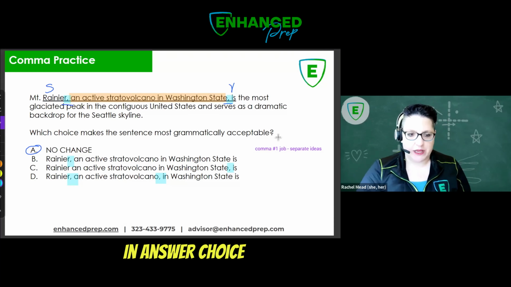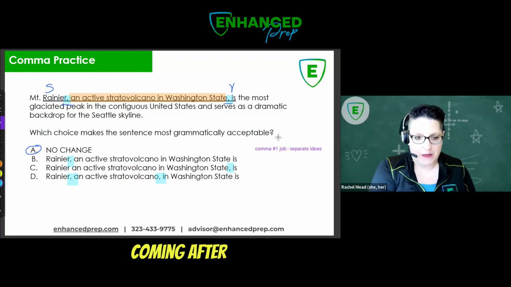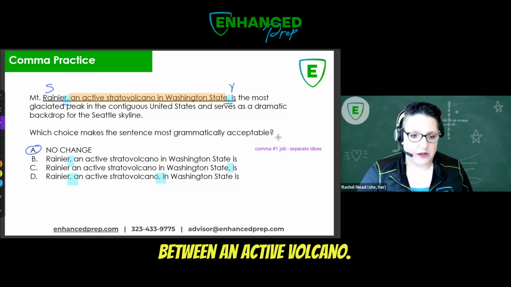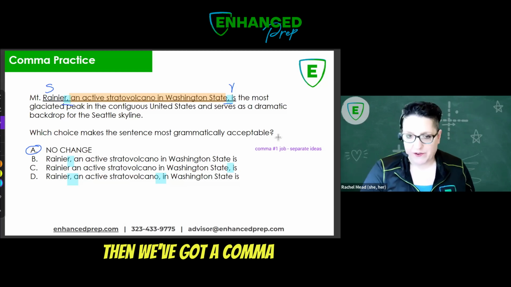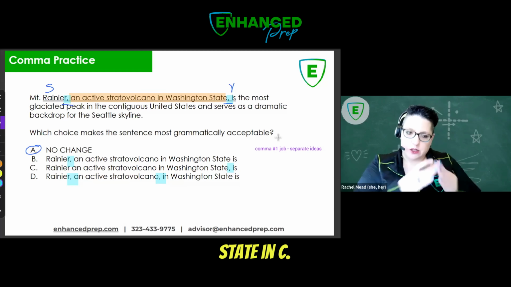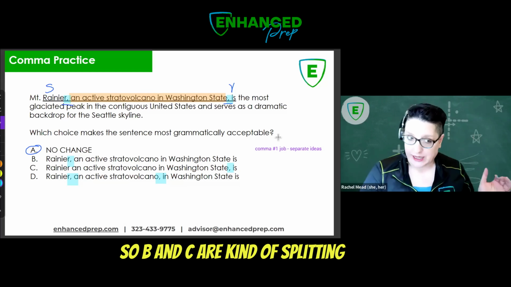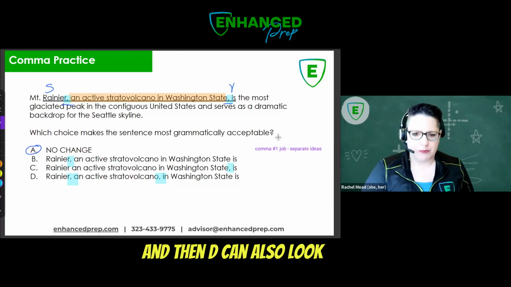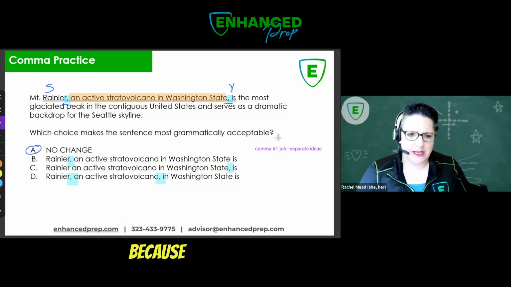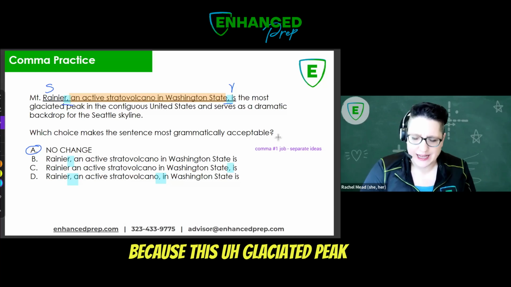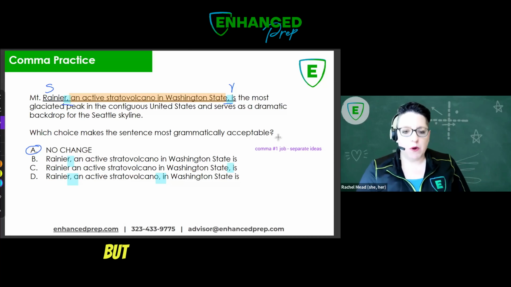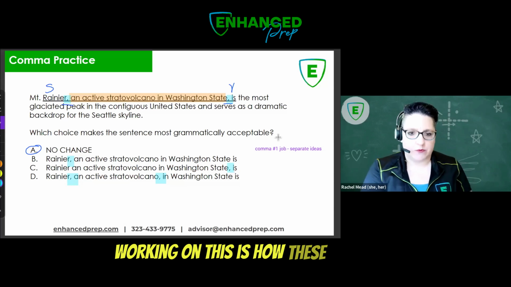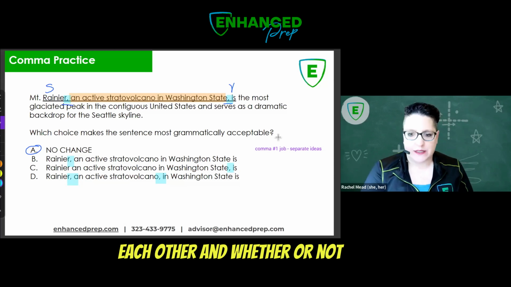In answer choice B, I've got a comma coming after Mount Rainier and in between "an active volcano." Then we've got a comma after Washington State in C. So B and C are kind of splitting those commas that we have in A. And then D can also look super attractive because this glaciated peak is in Washington State. But what we have to remember when we're working on this is how these relate to each other and whether or not this is needed.